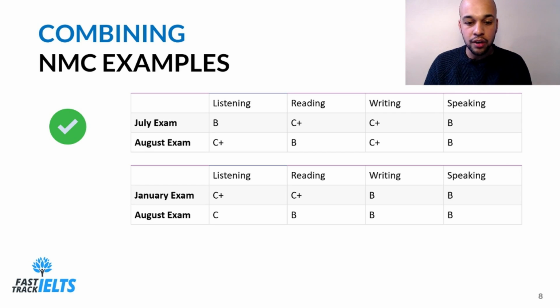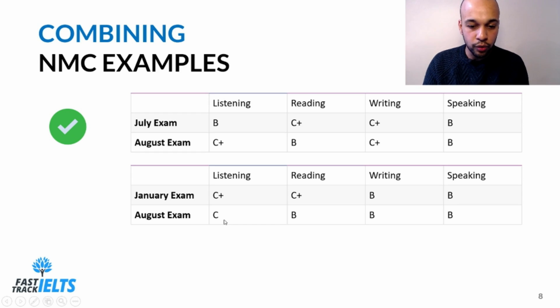So let's have a look at another student here then. They're applying for their NMC registration. How have they got on? So in January, the listening, they got a C+, so they've not quite passed that test, but maybe they can combine it later. Reading C+, so they've not passed that one. Reading a B, writing a B, they've done fantastic. Speaking, they've passed that one as well.